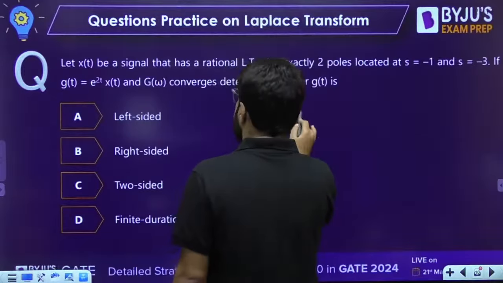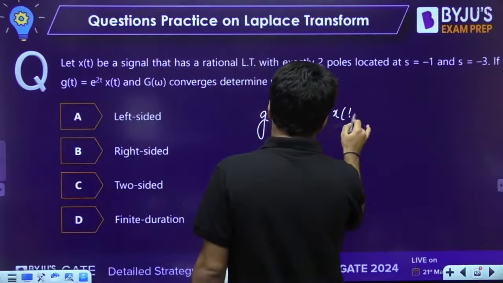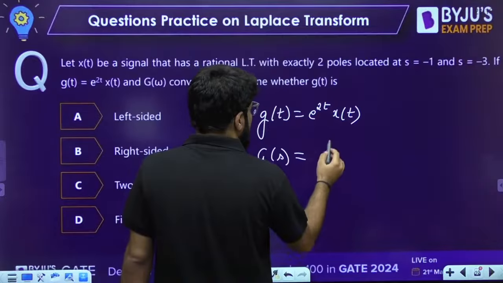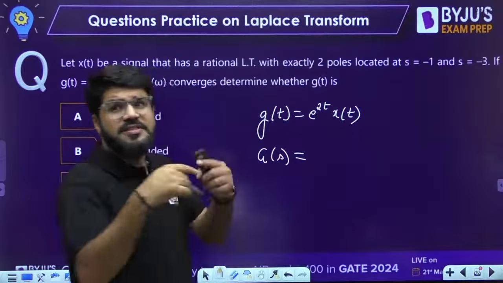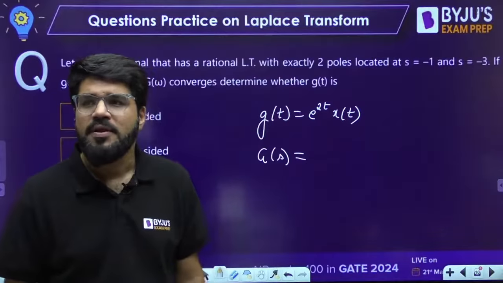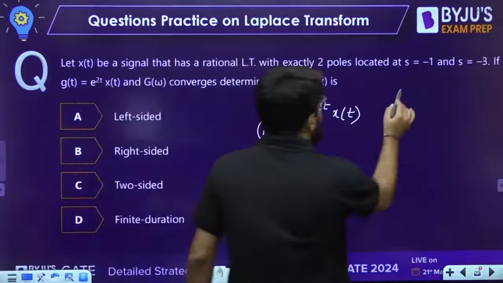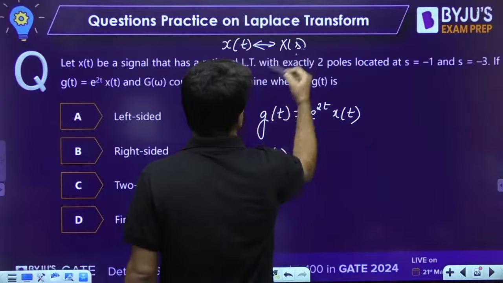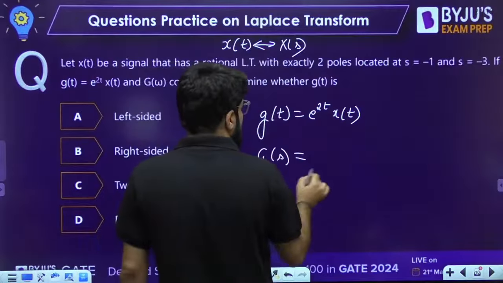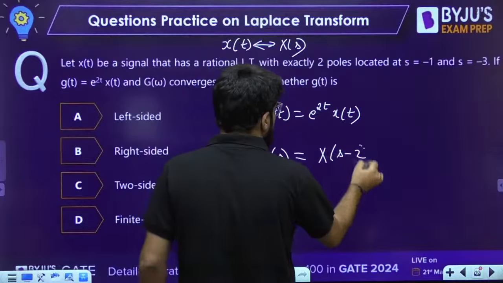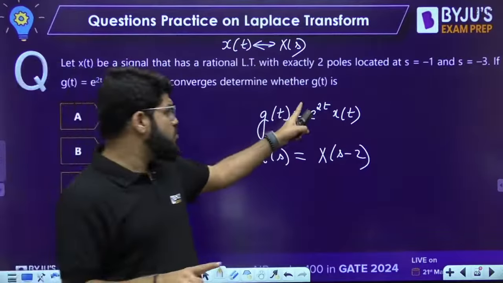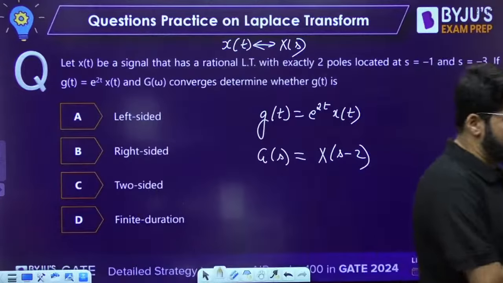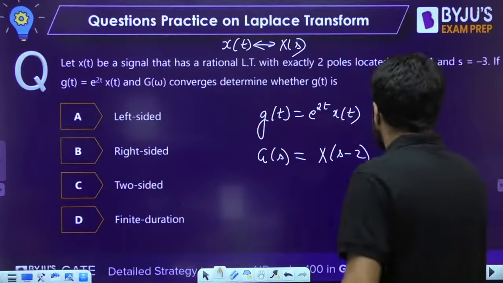So what is g(t)? g(t) is e raised to the power 2t into x(t), right? So what should be G(s)? Laplace की बात करेंगे पहले. See, there is an exponential term in the time domain, so this is related to the s-shift property. Assume x(t) has the Laplace transform X(s). For e^(2t) x(t), the Laplace transform will be X(s minus 2). In the s-shift property, the sign goes opposite: if it is plus 2t here, it will be s minus 2 here. ठीक है जी? So X(s minus 2) is what I can write down. That is G(s).